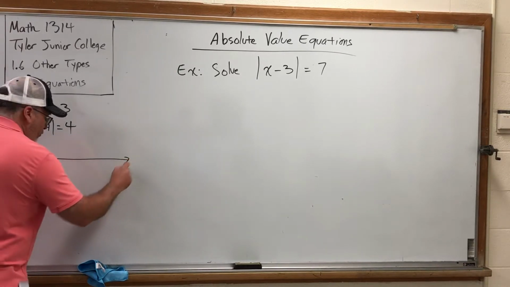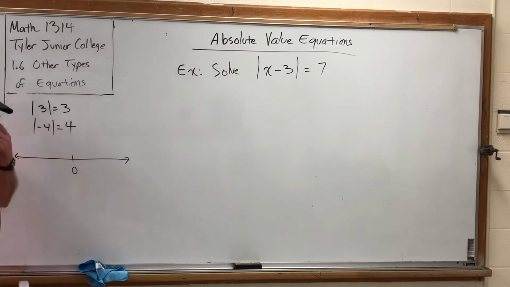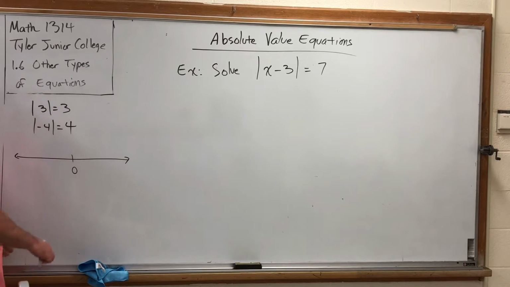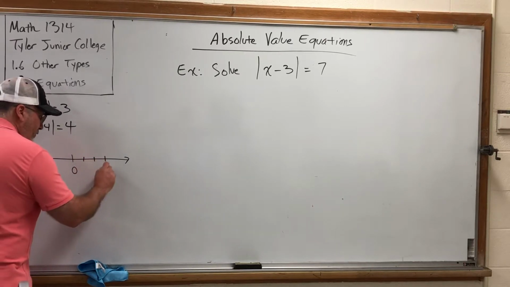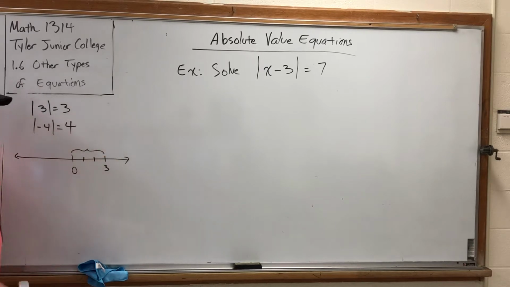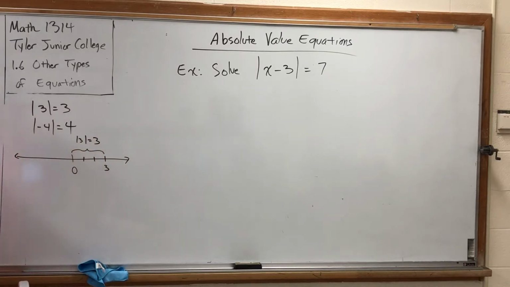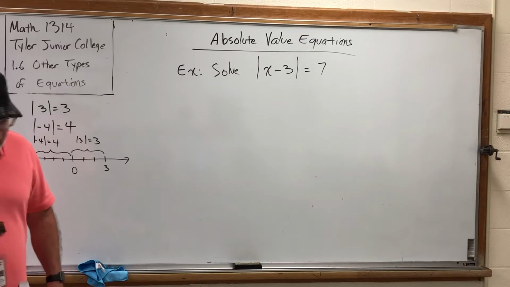What absolute value really is, is a question. The question it asks of a number is, how far away from 0 are you on the number line? So if I ask you the absolute value of 3, I'm asking how many spaces are there between 0 and 3 on the number line, and the answer is 3 spaces. For the absolute value of -4, the question is how many spaces are between -4 and 0 on the number line, and the answer is 4 spaces. It's a distance measurement, which is why it's always positive.